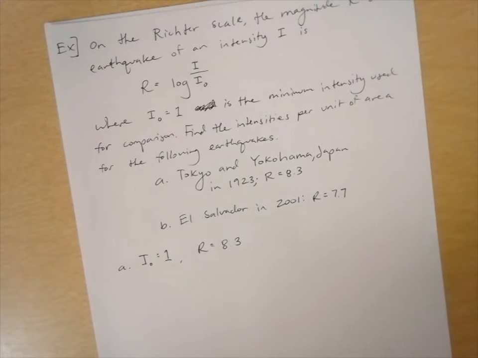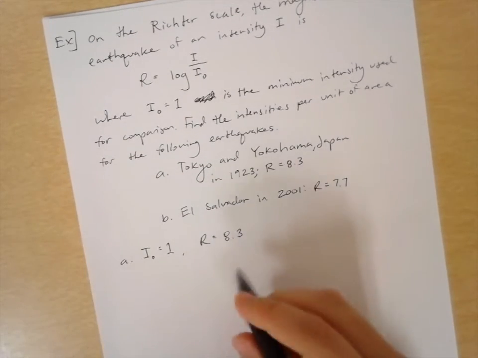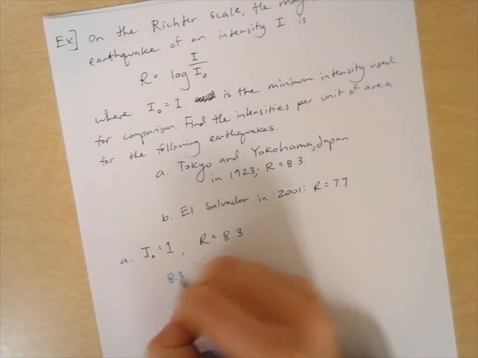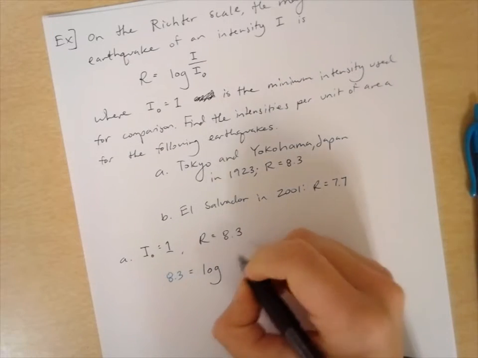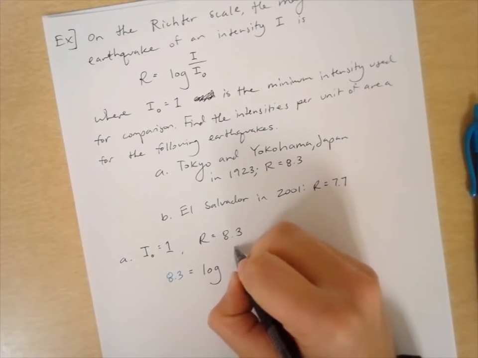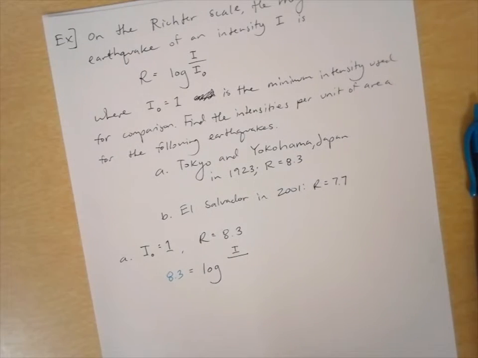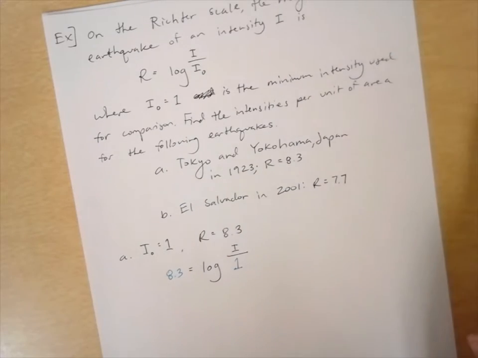So what we can do with this information is use our model to help us. We can put both of these where they go in the model. So instead of writing R for the model, I'm going to fill in 8.3. And I still have log. And I still have I on top, because I don't know what that is, but I do know that I naught on the bottom is 1.